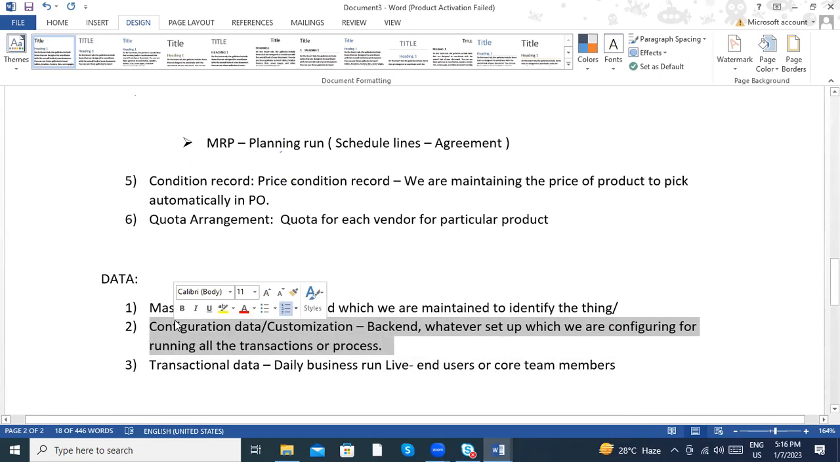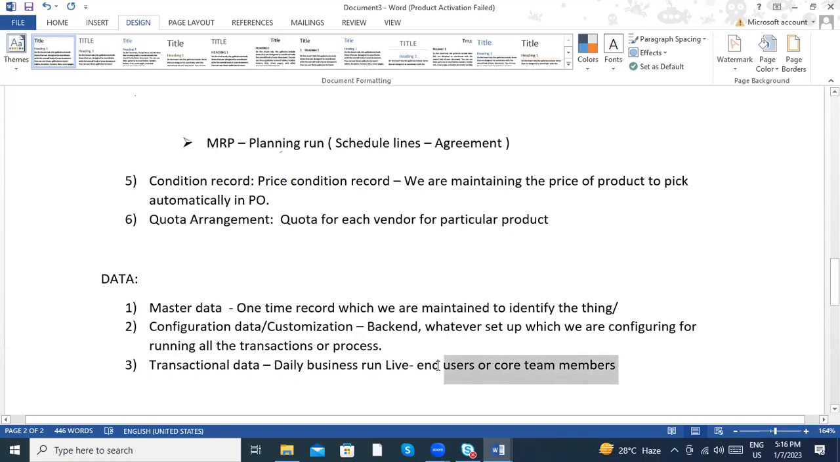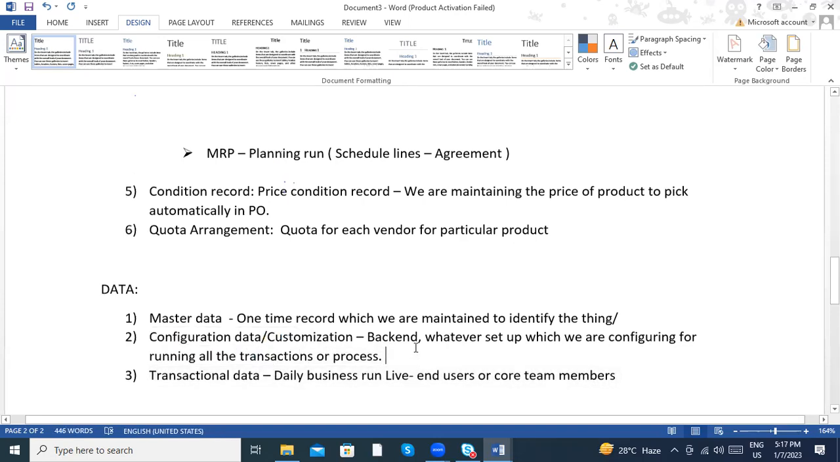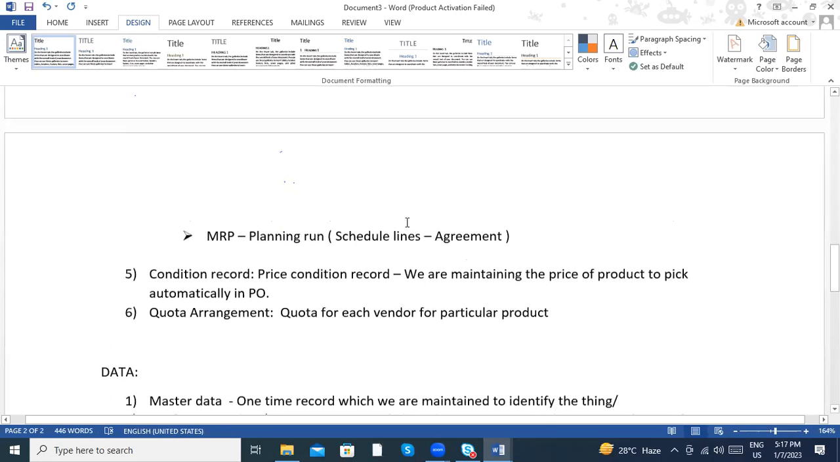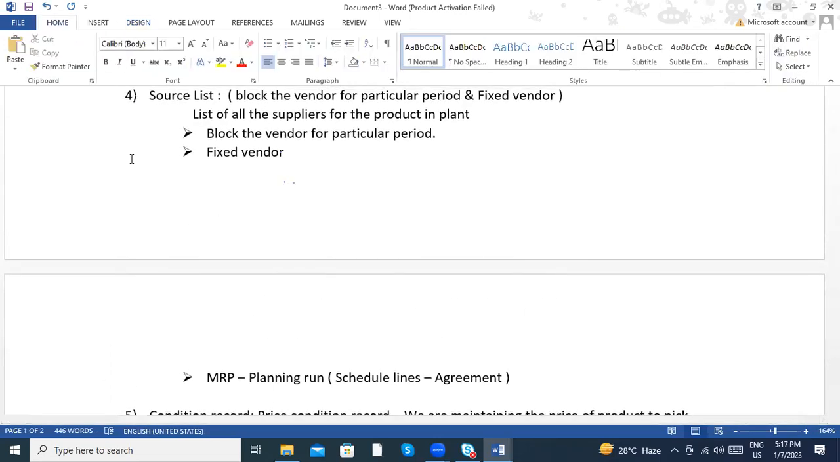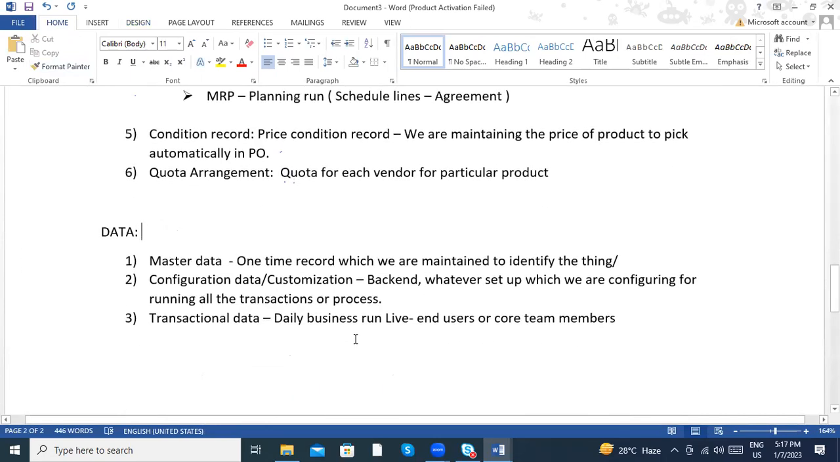Clear? So configuration will be done in the development system only, not in quality, not in production. The master data can be performed in the production live system, and transaction data can be performed in the live system. And as a consultant, we should not do any activity in the production system. Clear? Any questions here? Any doubts or any terminology you want to understand?